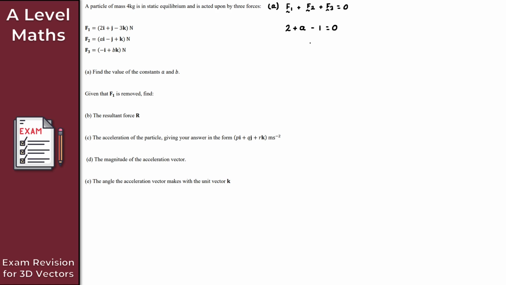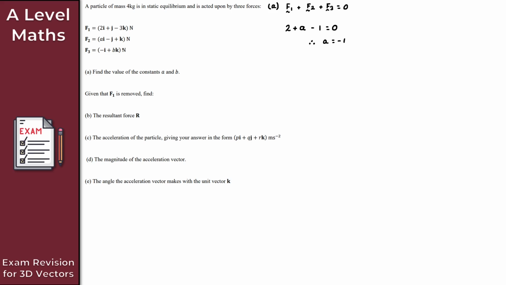And what we can do here then is solve for A. So in that case here we get A plus 1 is equal to 0. So A is equal to minus 1. Nice and straightforward there. Now for the unit vector j, this just cancels nicely because 1 minus 1 is 0. So that's absolutely fine there. We can't do anything else with that.